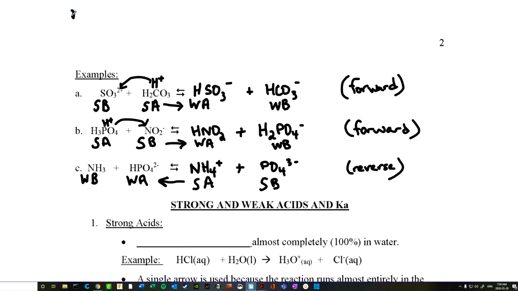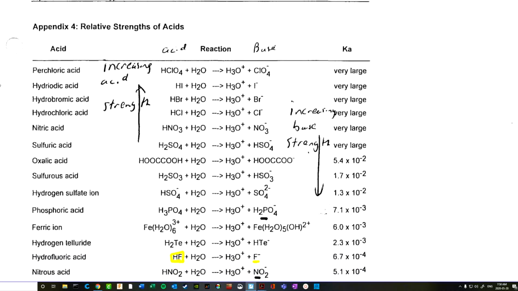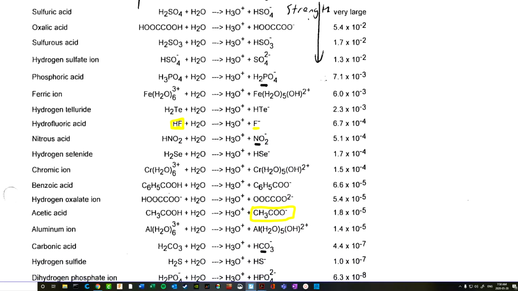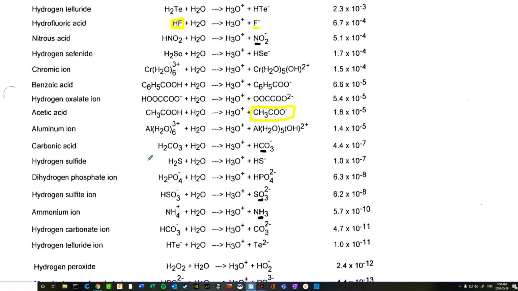Okay, I'm just going to add in one more example up here to show you one where you've got two acids as reactants, or two that appear in the acid column, and how to deal with them. Okay, so H2CO3 and H2PO4 negative. So which one of those two is going to act as the acid? So let's find them on our chart. H2CO3 is here and H2PO4 is here.